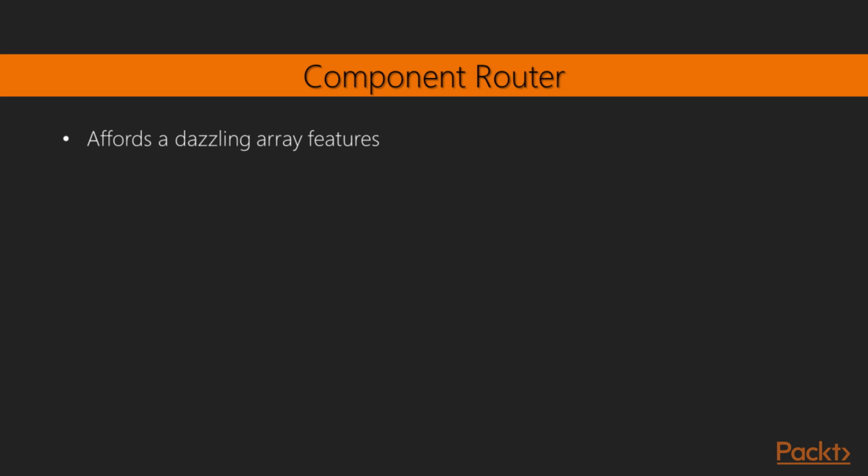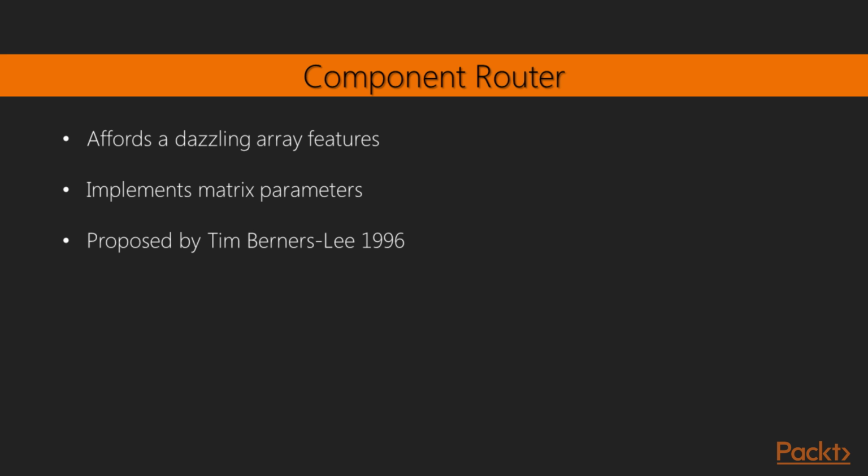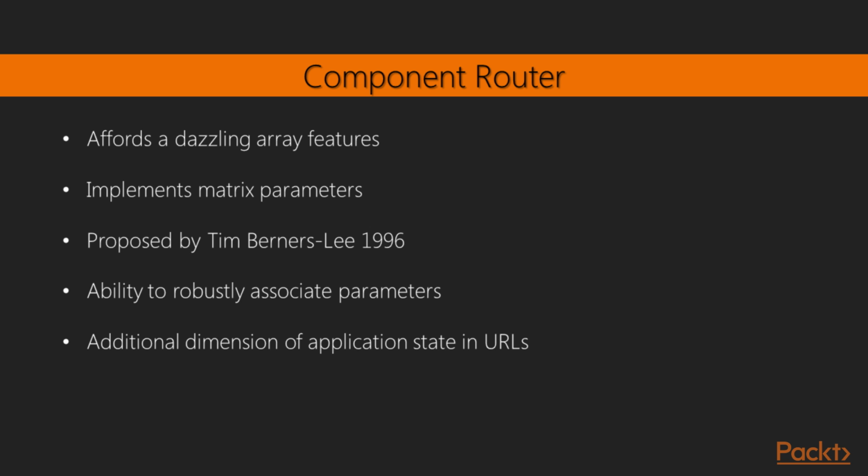Few features of Angular 2 should be anticipated more than the component router. This new routing implementation affords you a dazzling array of features that were missing or severely lacking in Angular 1. Angular 2 implements matrix parameters. This is an entirely new syntax for URL structures. Originally proposed by Tim Berners-Lee in 1996, this semicolon-based syntax gives you the ability to robustly associate parameters not just with a single URL, but with different levels in that URL. Your application can now introduce an additional dimension of application state in the URLs.